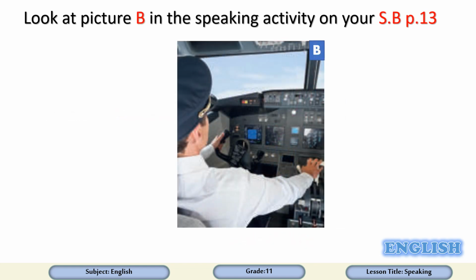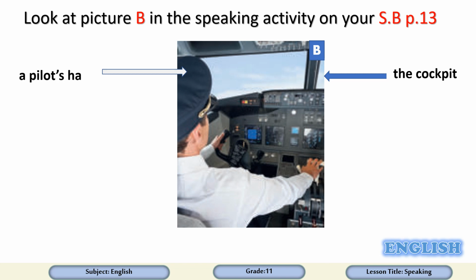Look at picture B now. Where is the man? Yes, very good. He is in a plane. What do you call this part of the plane? Thank you. It's called the cockpit. And what's the man wearing? Yes, very good. He is wearing a pilot's hat. So it's clear that he is a pilot.